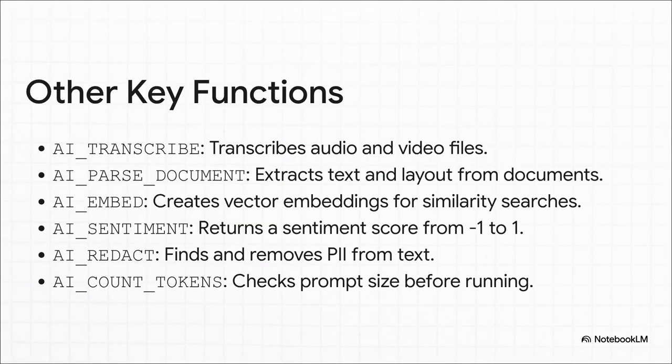And this toolkit is seriously packed. You've got AI Transcribe to turn your meeting recordings into text, AI Parse Document to pull text out of PDFs, AI Embed to create vector embeddings, which is just a fancy way of turning your words into numbers so you can do cool things like similarity searches. There are also specialized functions for sentiment analysis and even redacting sensitive info. Plus, and this is a good one, AI Count Tokens lets you check how big your prompt is before you run it so you can keep an eye on costs. It really is a complete toolbox.